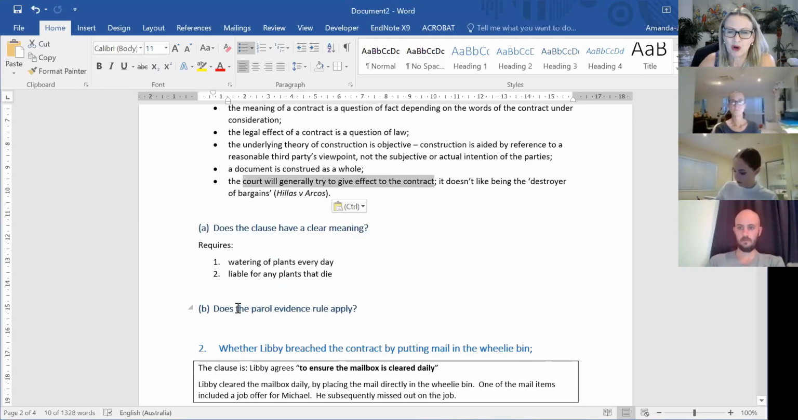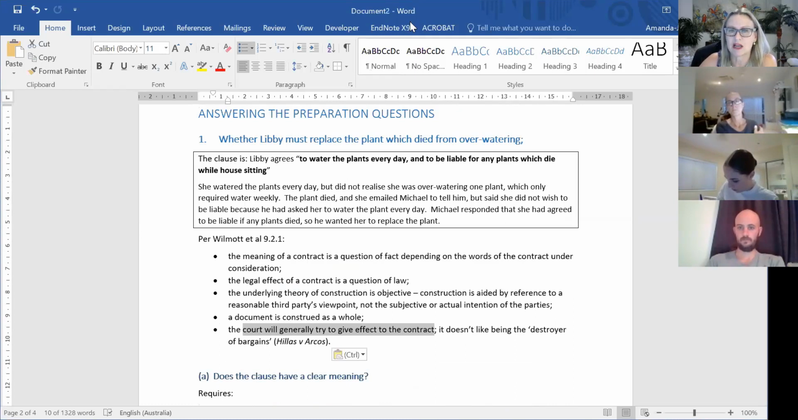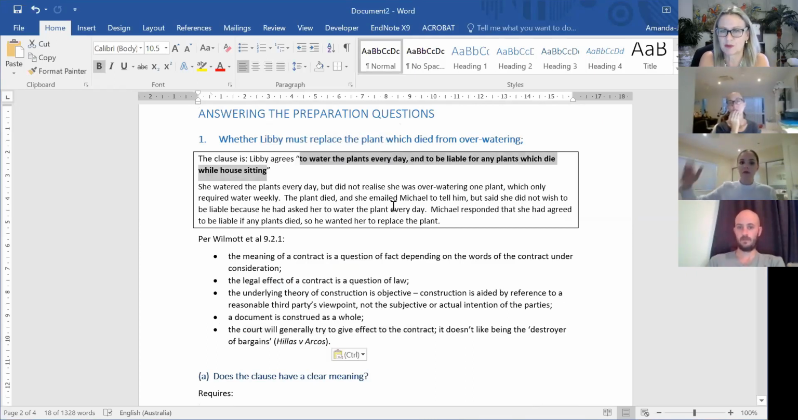Okay, bit of a problem, and this is one reason why I don't, generally speaking, like to have a, and this is just a practical point in drafting. Can you see that there are two separate obligations here? One, water the plants every day. Two, liable for plants that die. But you shove them together and there is the potential to cause a bit of uncertainty, isn't there?